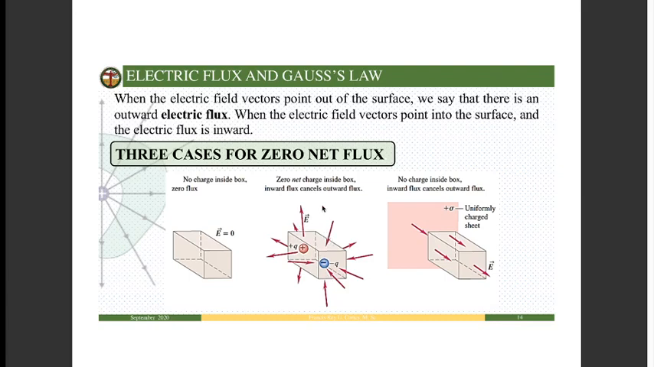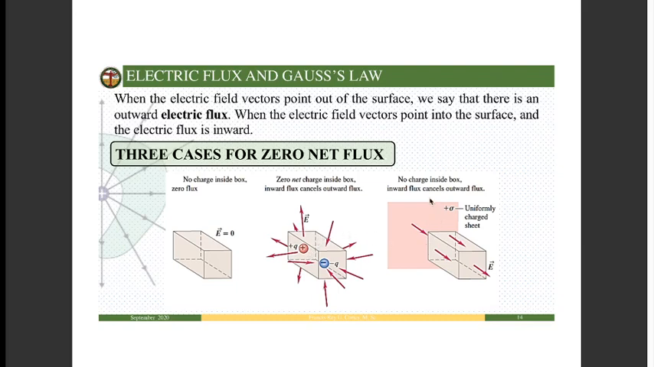But what if we ask whether there is flux on this surface? Of course there is flux on this surface. But the net flux, the total flux, is 0. So take note of the flux and the net flux, because this may come up in your Gauss exam.